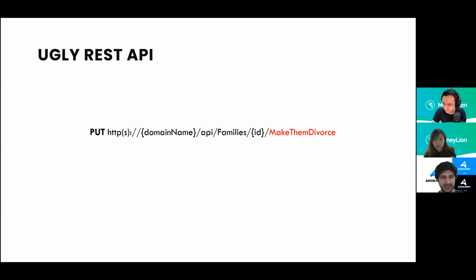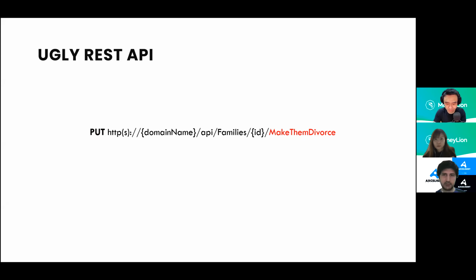And after that, you are going to do an action on your resources. For example, you have a family, and again, this is my mistake. I shouldn't have this ID. I can have this ID here, so actually this is correct. Then you want to tell them, okay, make them divorce. But then you need to think, when I am doing a make-them-divorce, should I use put, post, or patch?